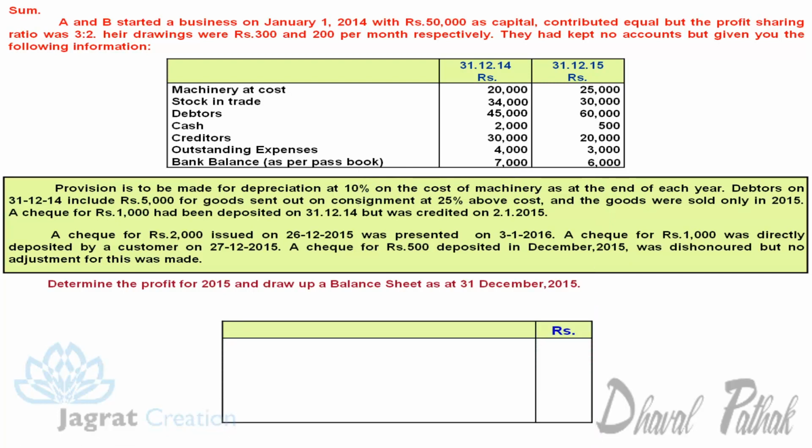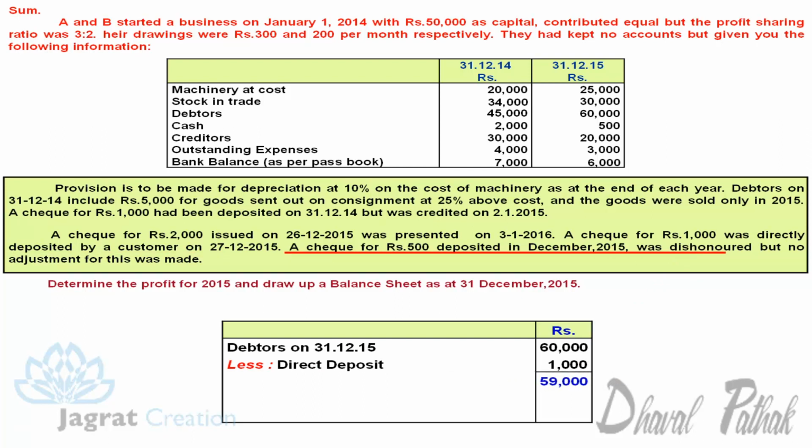After explaining all these things, let me consider the debtors balance as on 31st of December 2015. So debtors are 60,000. 1,000 directly deposited by the customer, already considered in the balance as per passbook, but direct deposit by the customer. So balance of debtors will go down by 1,000, so 59,000.